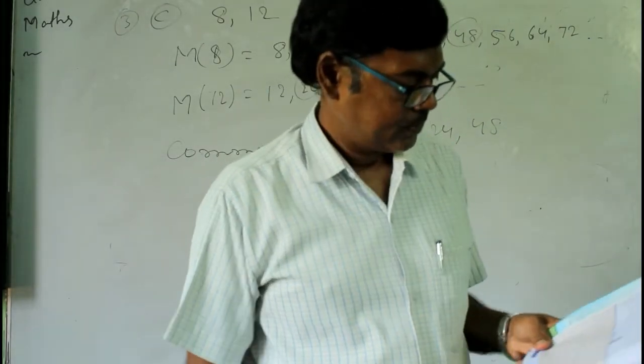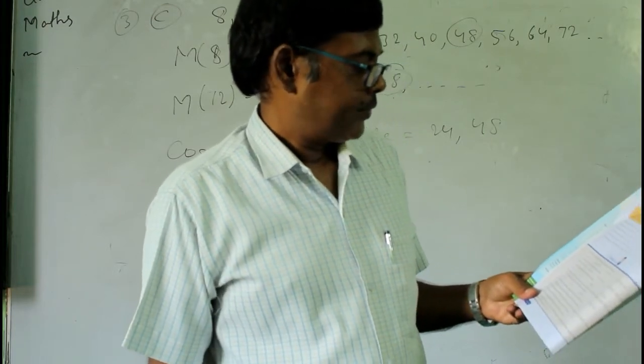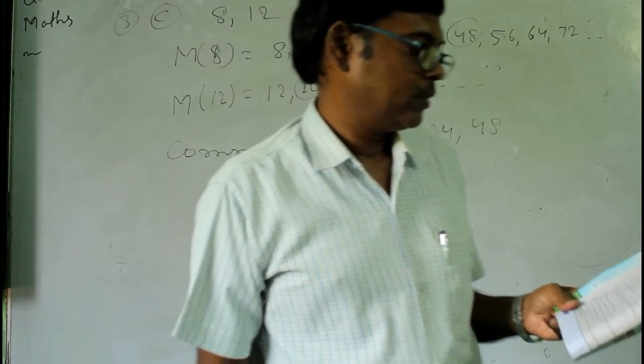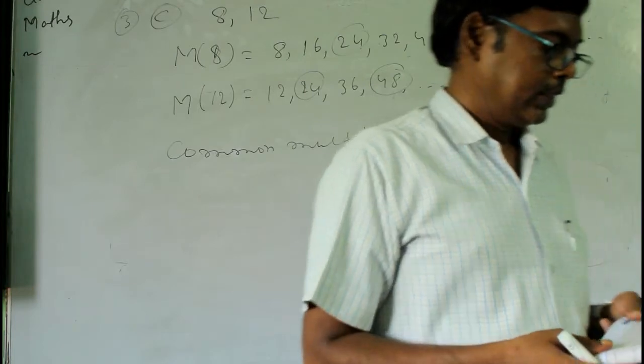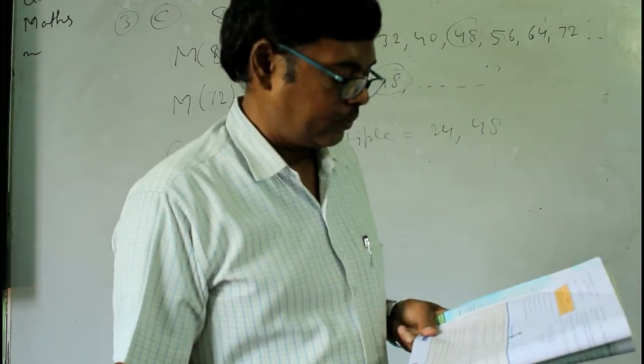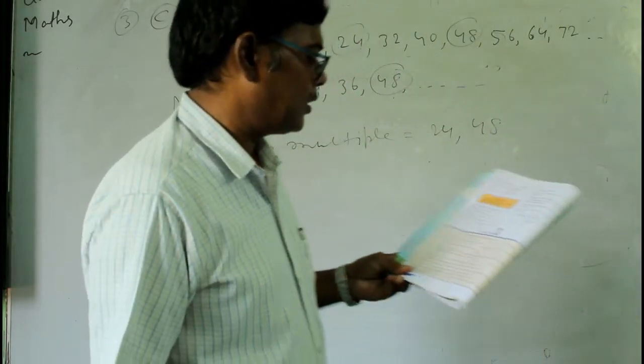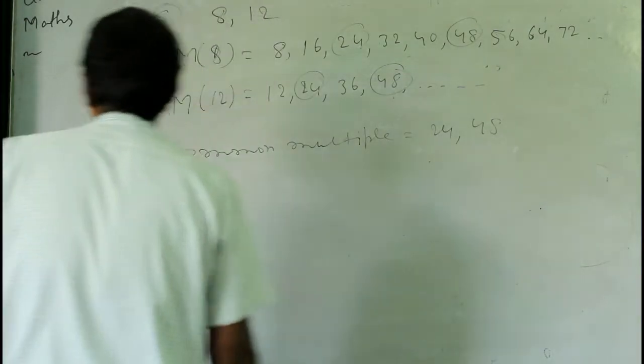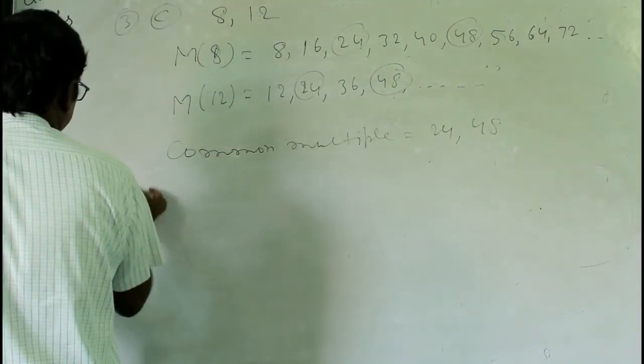Now I will solve question number 5. Okay, you will do it for yourself. The product of 2 numbers is 800 and the LCM is 400. Find the HCF. Okay, question number 5.